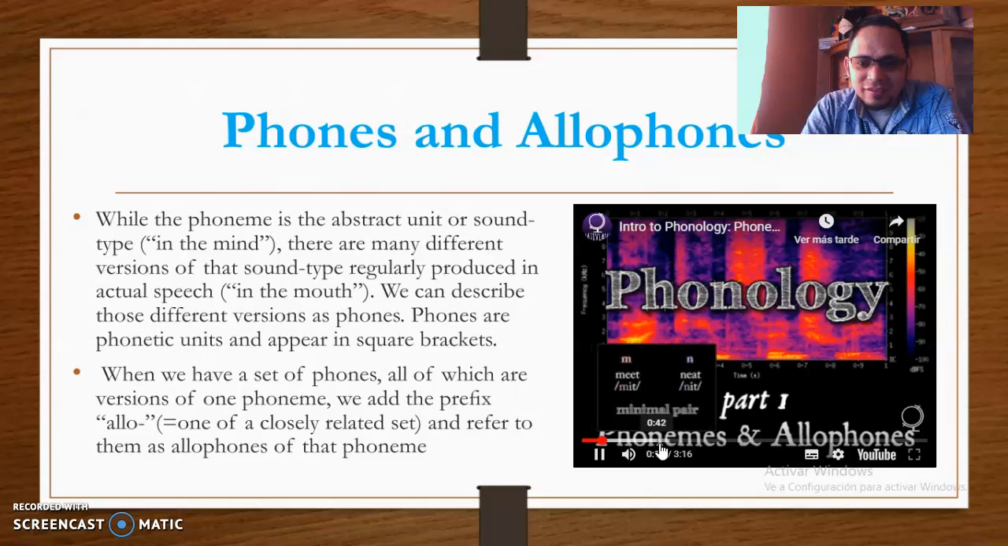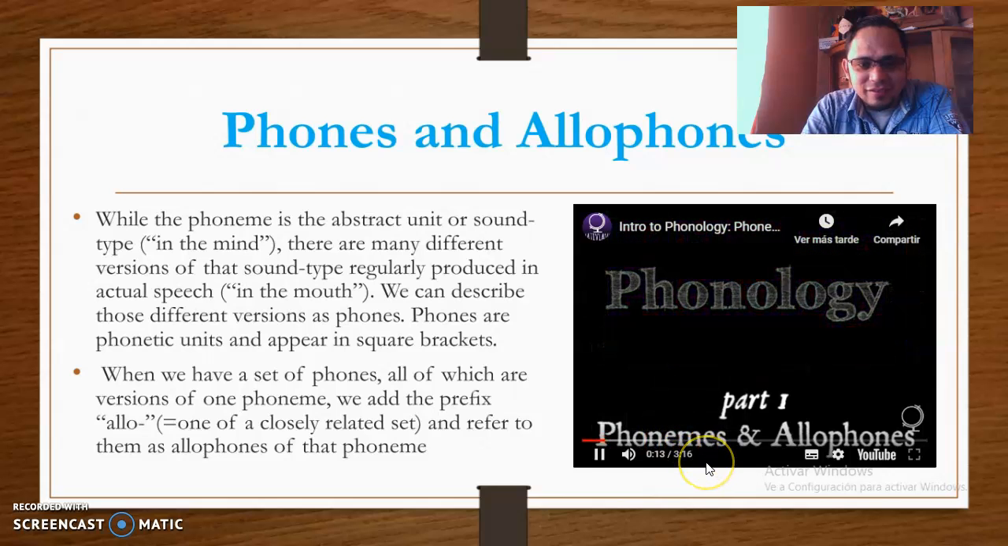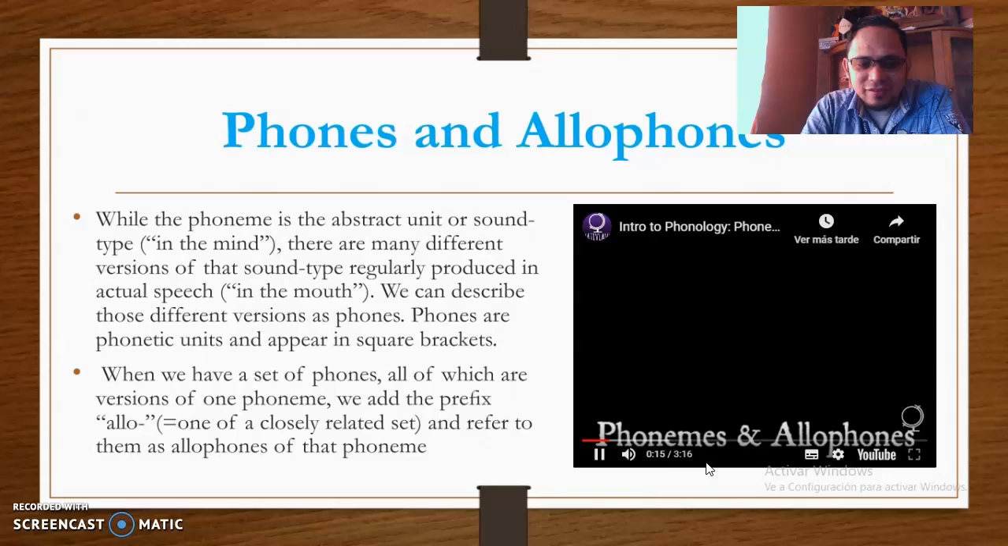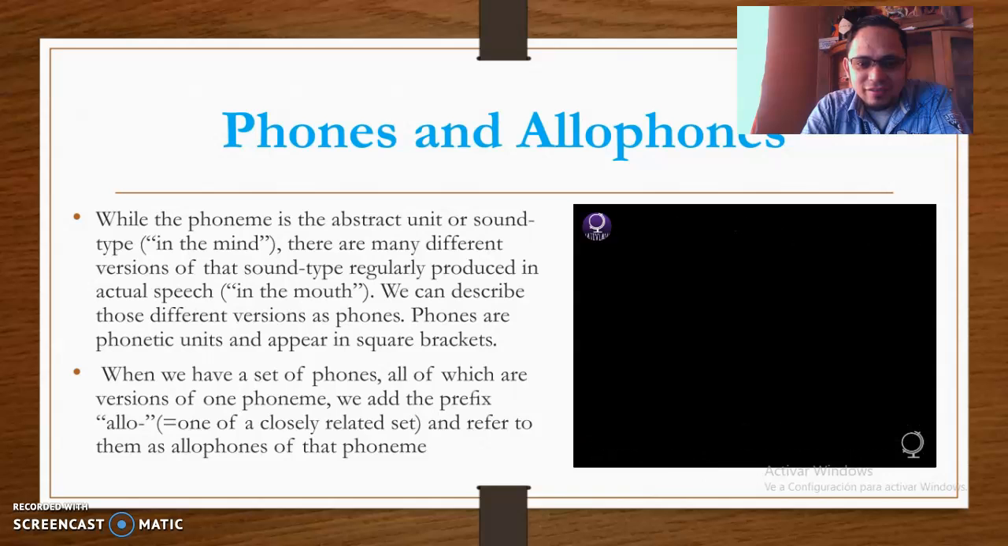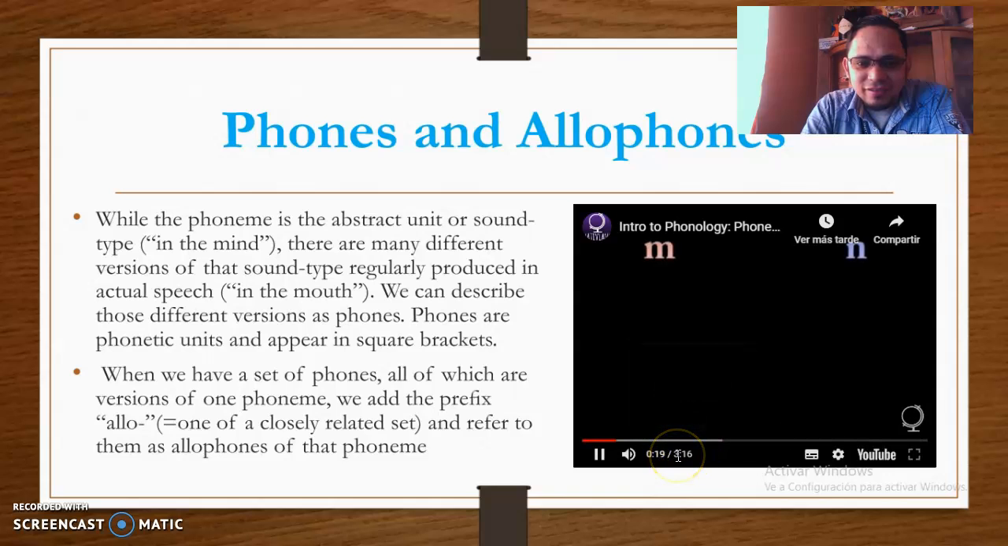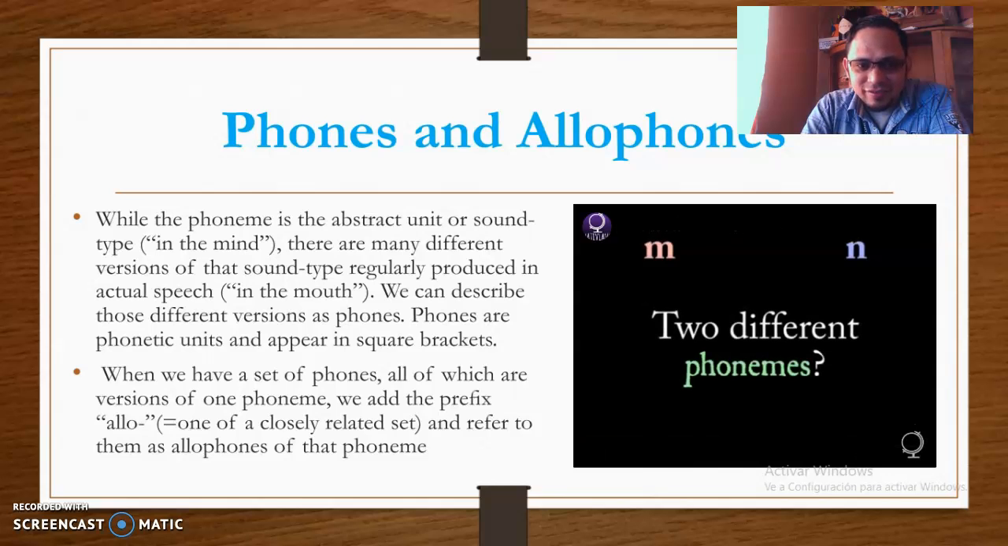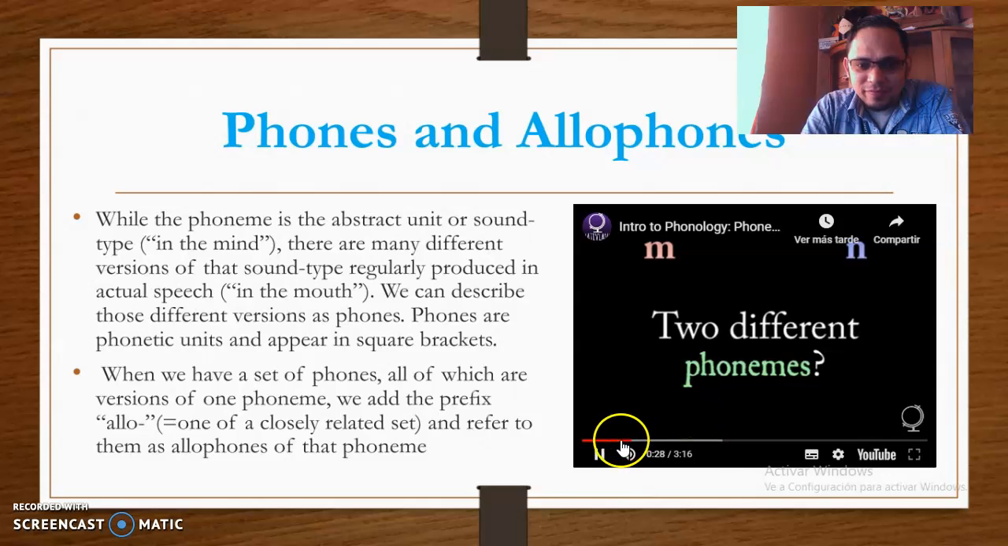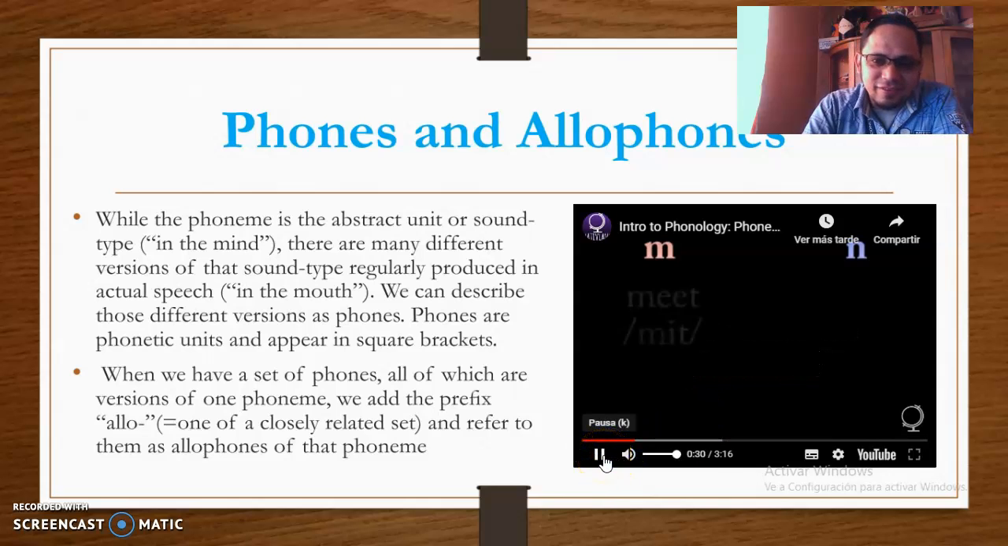Phonemes and allophones. These are terms we use to make sense of the way sounds work in a language. Take just two sounds, N and M. To test if speakers hear these two sounds as two phonemes, we see if we can find words where switching one sound for the other gives us a completely different word. Here's the word meat. Switching the M to an N gives us the word neat.